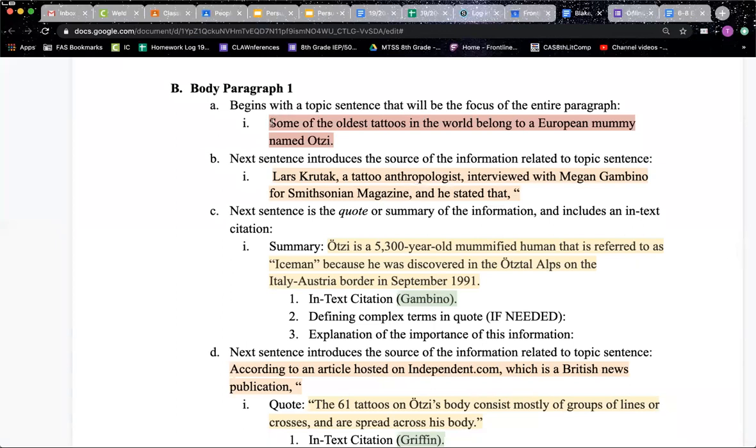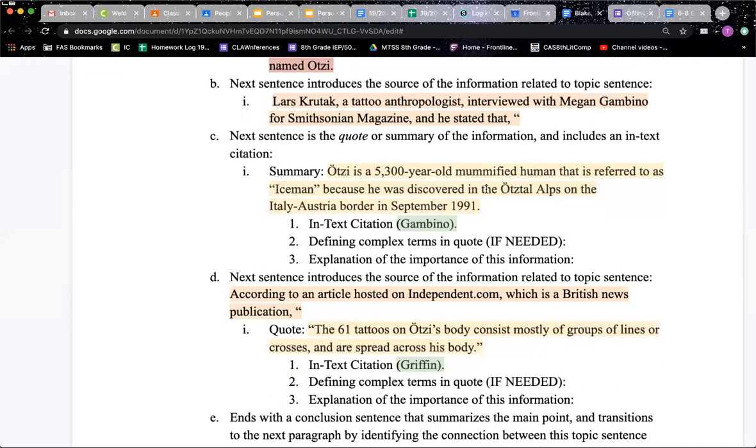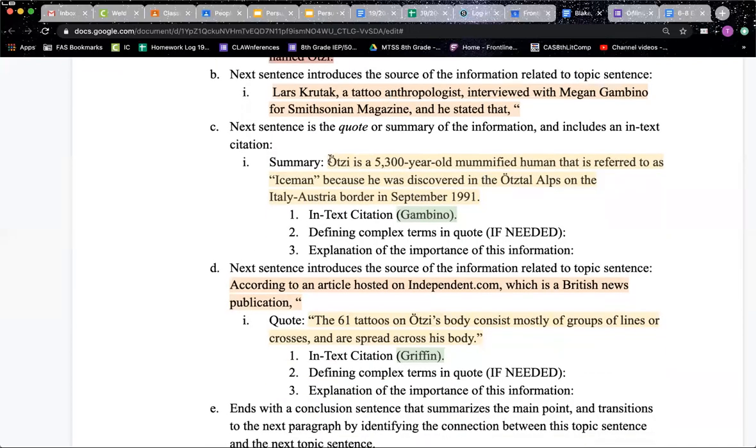I've got my topic in this kind of orangey color. I've got my quote introduction from Lars Krutak in this light orange. I've got my summary, because again, I took this quote from Gambino and I put it into my own words. I have that in yellow. My in-text citation from Gambino is in green.